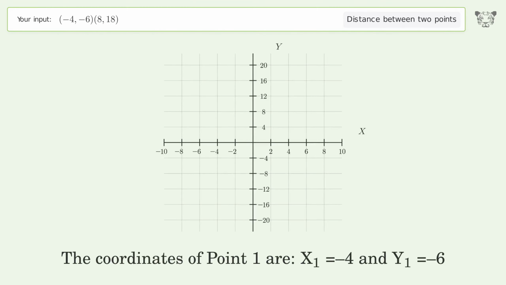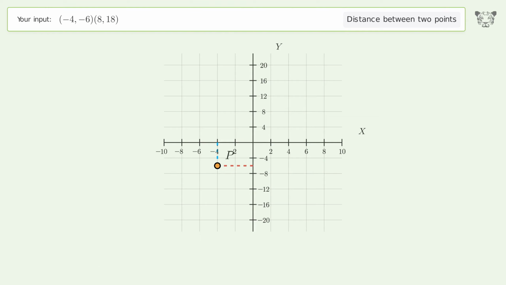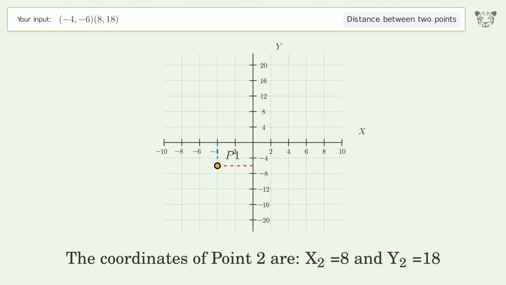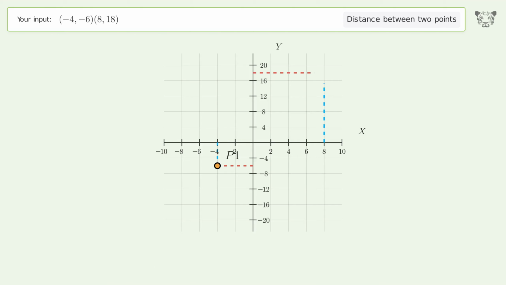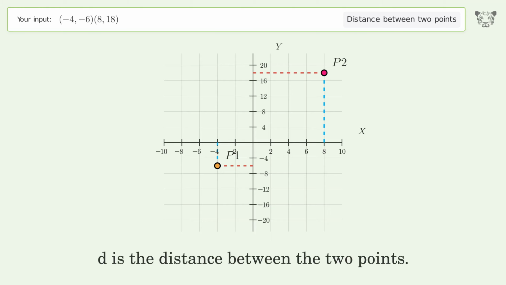The coordinates of point 1 are x1 equals -4 and y1 equals -6. The coordinates of point 2 are x2 equals 8 and y2 equals 18. D is the distance between the 2 points.